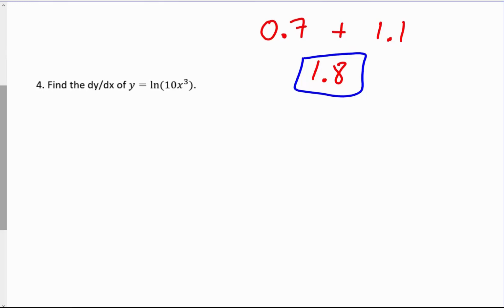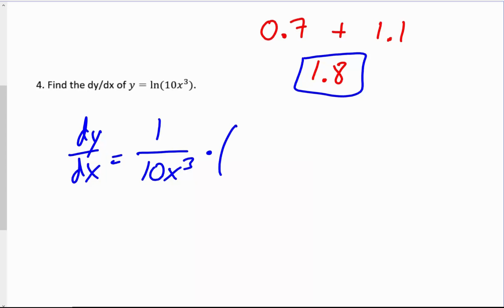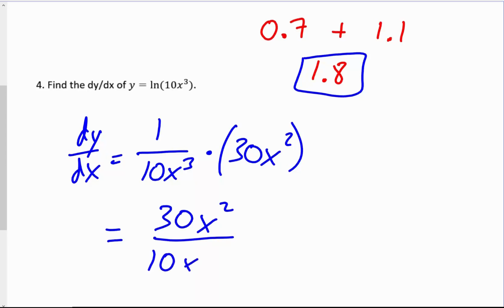Okay, number 4. Find dy dx of y equals natural log of 10x cubed. So remember the rule for natural log. Derivative of the natural log, it would be 1 over the argument, which is 10x cubed, times the derivative of 10x cubed. So the derivative of 10x cubed would be power rule. 3 times 10 is 30. X, drop the power by 1. Okay, which then tells us we could say 30x squared over 10x cubed.